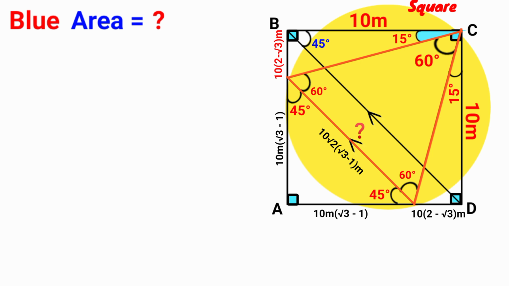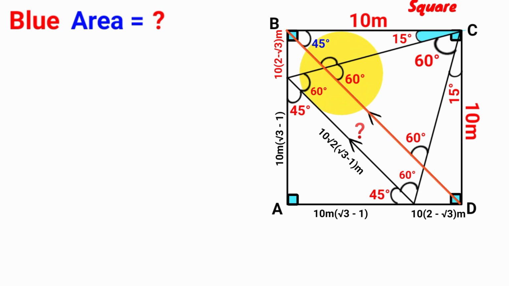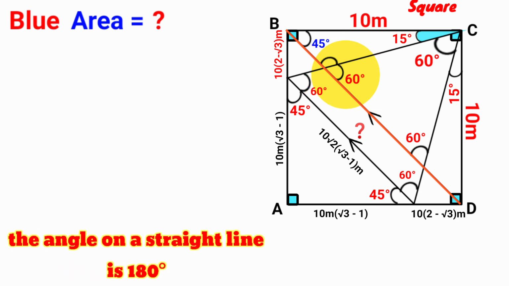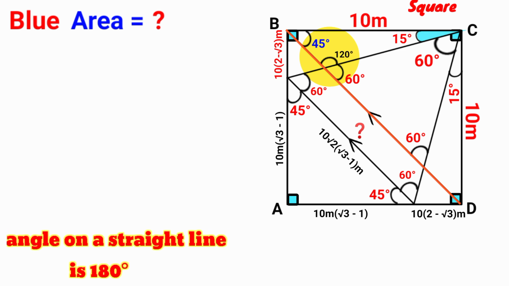But before that, we know this line is parallel with this. So since this angle makes an angle 60 degrees with this line, this angle must also be 60 degrees. And similarly, since this is 60 degrees, this will also be 60 degrees. If you look at this angle and this angle, they are lying on the same straight line. I believe we all know that the angle on the straight line is 180 degrees. So since this is 60 degrees, this must be 180 degrees minus 60 degrees. 180 minus 60 degrees is 120.